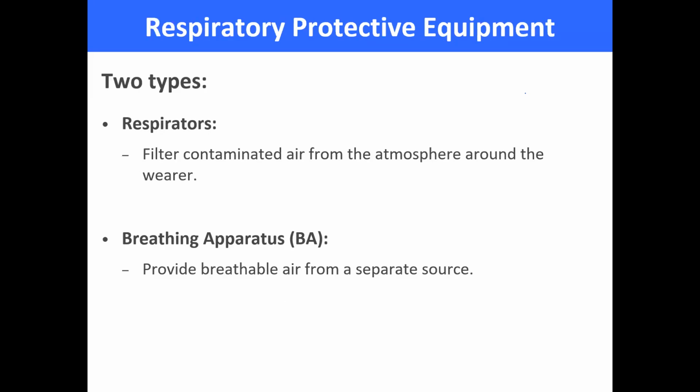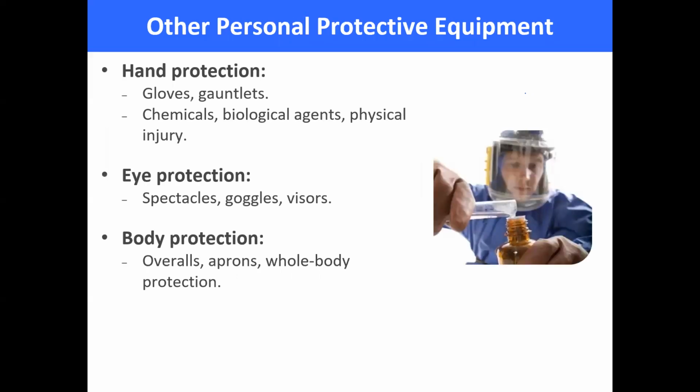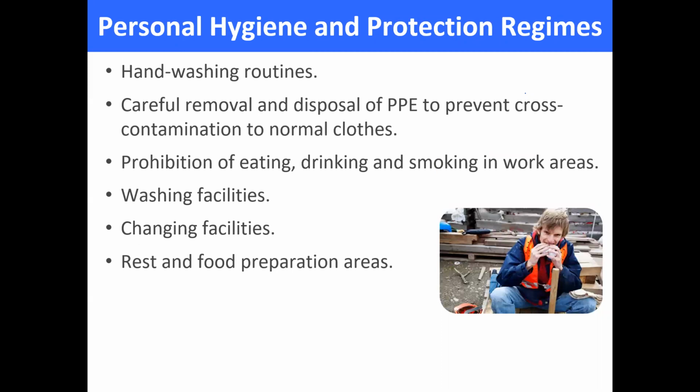Then respiratory protective equipment should be provided. There are respirators, whose filter cleans the air from the atmosphere around the wearer, and breathing apparatus, also known as SCBA, self-contained breathing apparatus. It provides breathable air from a separate source. Other PPE include hand protection, eye protection, and body protection.